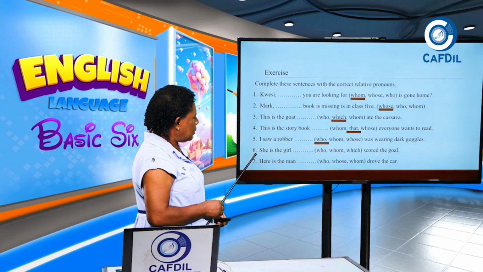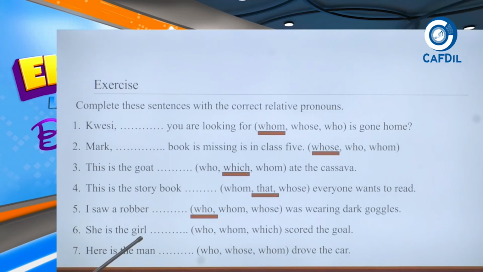Number 6. She is a girl, dash. Again, we have who, whom, which in the bracket, scored the goal. Let's see the right relative pronoun to use. Somebody said who. Right. She is the girl who scored the goal.